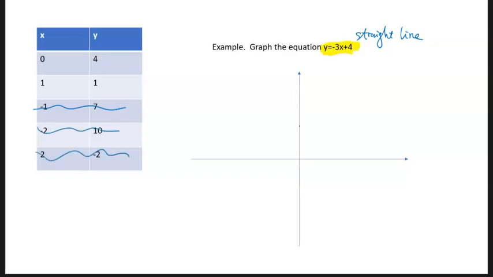So 0, 4, let's say 0, 4 is here. And then 1, 1 is here. So we can just join 0, 4 and 1, 1 to get a line segment. If you have a ruler, join these 2 points using your ruler, and then extend in both directions, because we do have infinite many solutions. So we got the graph for the line.